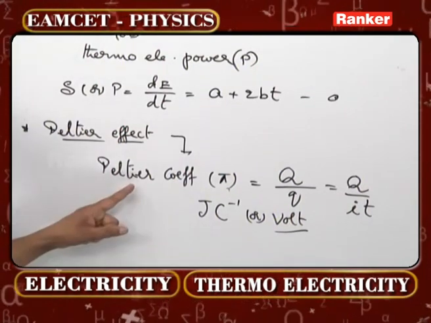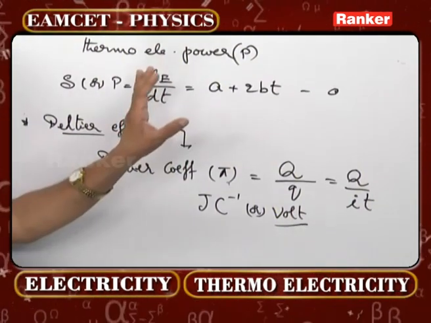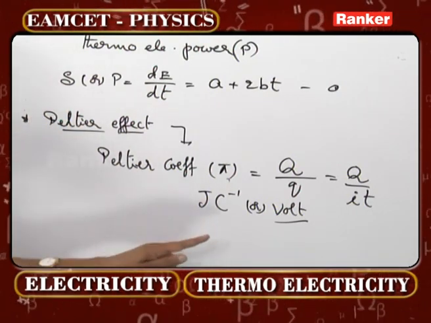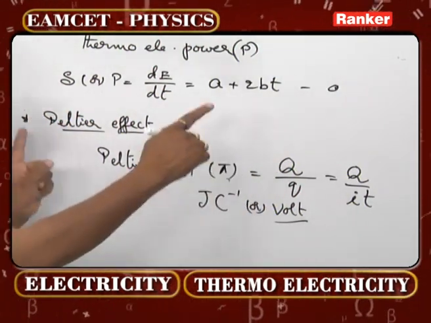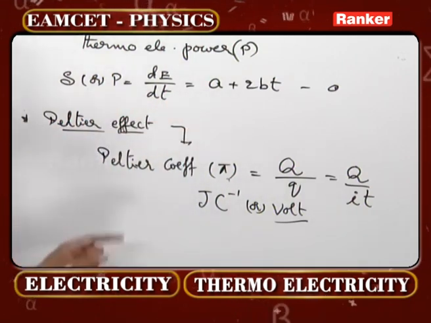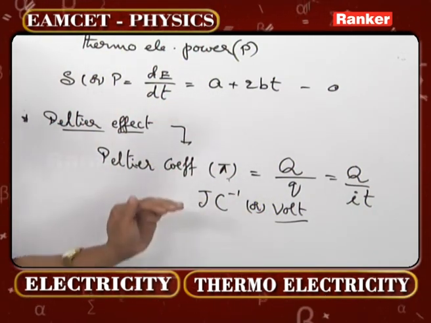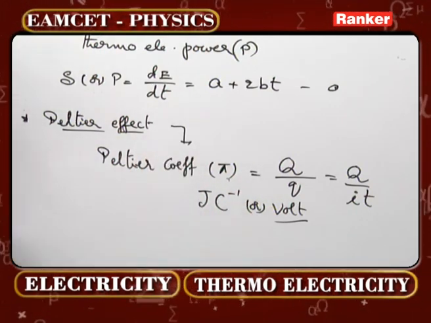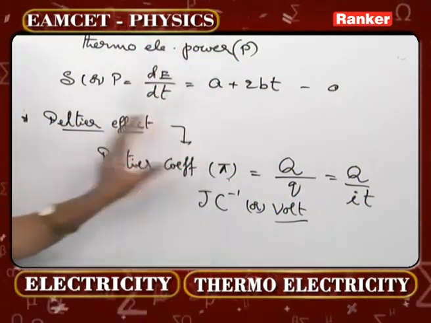So what you should understand is that the Peltier coefficient of a thermocouple is numerically equal to the potential difference across the junctions of the thermocouple. So Peltier coefficient and potential difference both have the same units and the same dimensional formula. That is the point we have to remember.